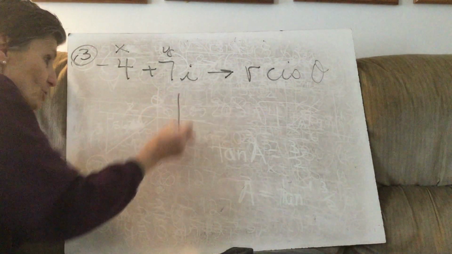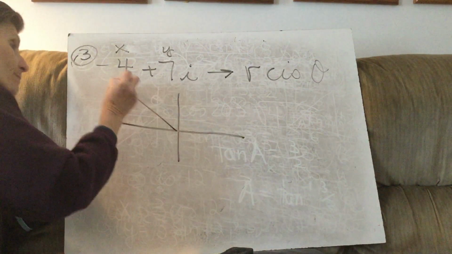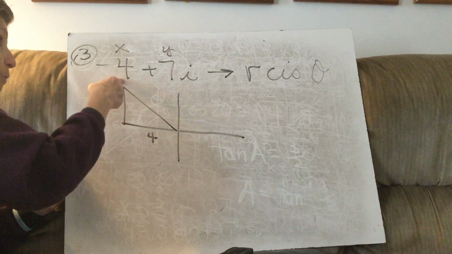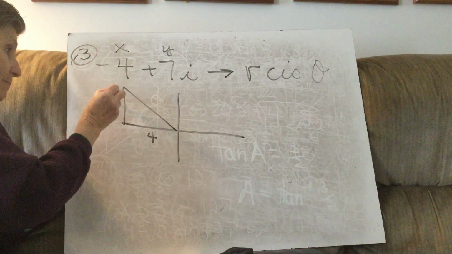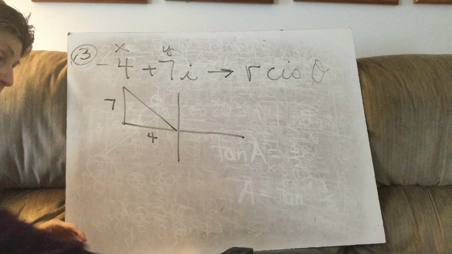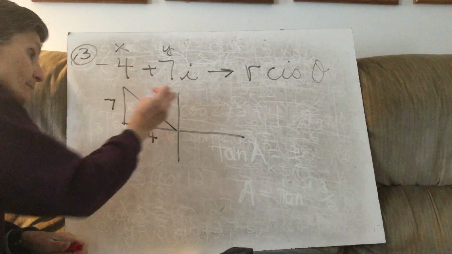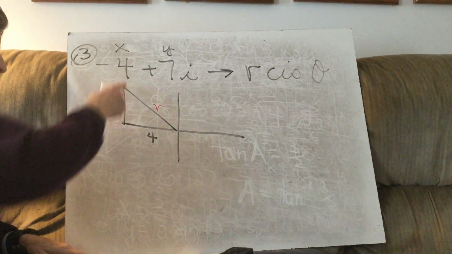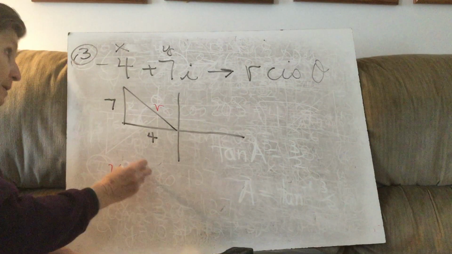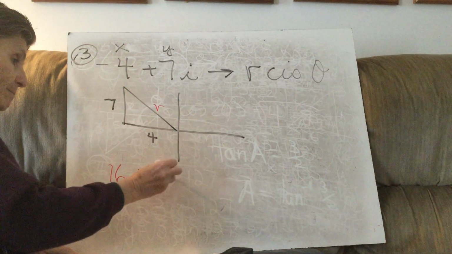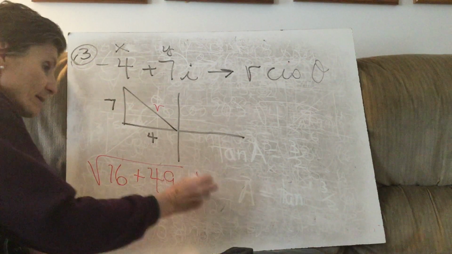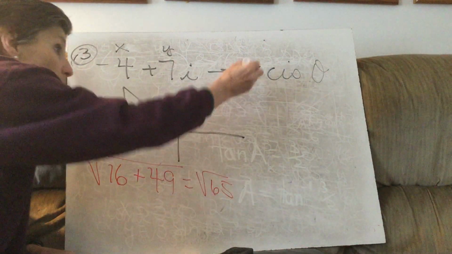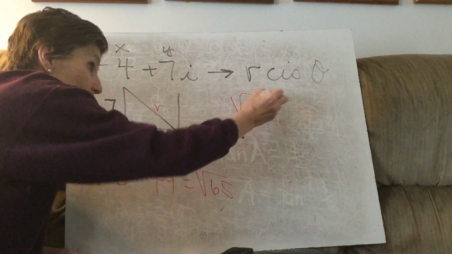So we're going to draw a picture. I come left 4, up 7. This is r, which you should have no trouble finding. You square the first number, square the second number, add them together, and take the square root. So r is root 65.